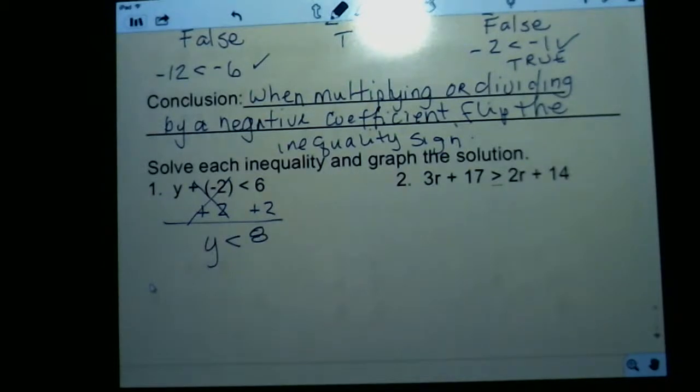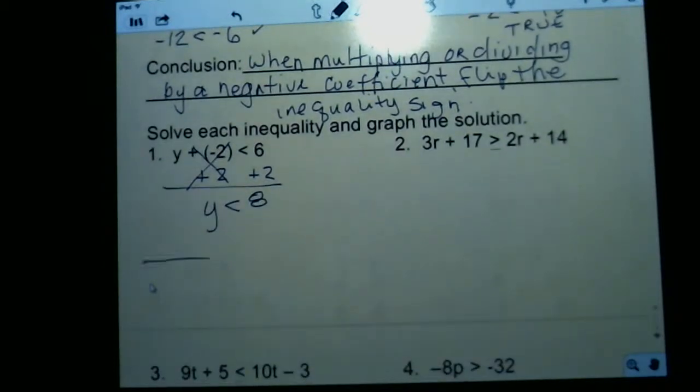Now, to graph it, we draw our number line. I'm going to put an 8 here. We don't have to be real careful on this. Put a 0 here, and then come over here and put a negative value. Just pick one that you think looks pretty. All right, where are we starting? We're starting at 8. It is less than. There's no equal bar underneath it, so I need an open circle. And my line goes in the same direction, this way.